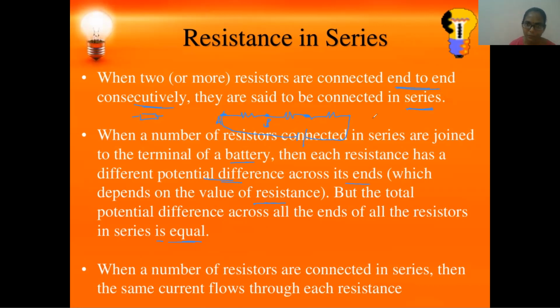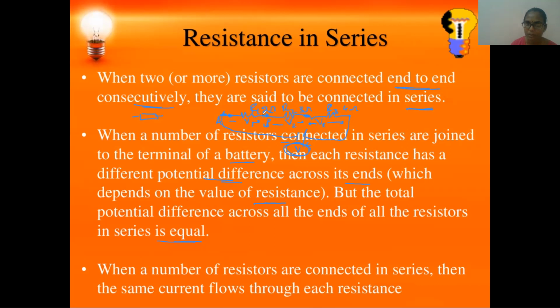See, what they told is that R1, R2, R3 are all different values. Let us say 2 ohm, 3 ohm, 4 ohm. Like that, if the resistances are different, the potential difference between the two ends is different. It is V1, V2, and V3. Like that, the potential is different. But the total potential is equal to how much you are supplying. Total potential is nothing but what you are supplying from the battery, and that will be equal to this sum.